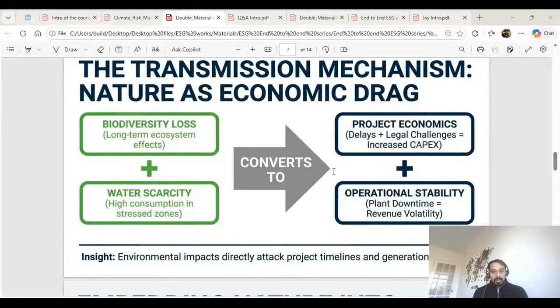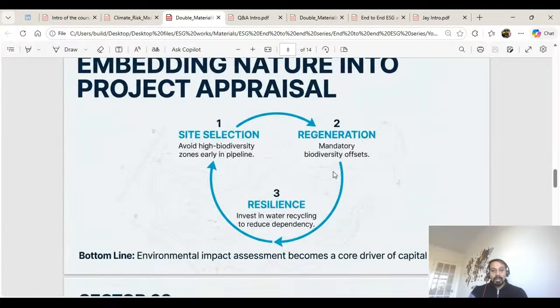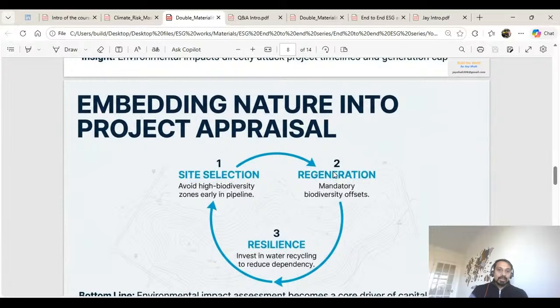So overall, these instabilities lead to plant downtime, reduced generation capacity, and revenue volatility as well. So it is important to understand how these things can play out and what the solutions are for that.